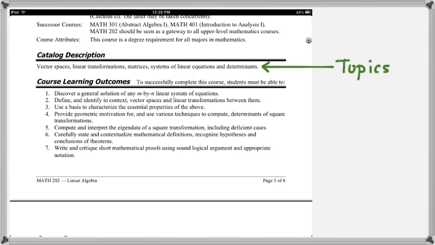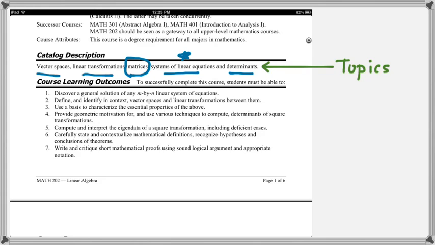The catalog description for our course lists the topics that we'll be covering this semester: vector spaces, linear transformations, matrices. You'll probably come away thinking that was the biggest topic because that's our main computational tool this semester. Systems of linear equations, this is actually where we're going to start this semester, and also determinants, a useful computational tool for understanding linear transformations.